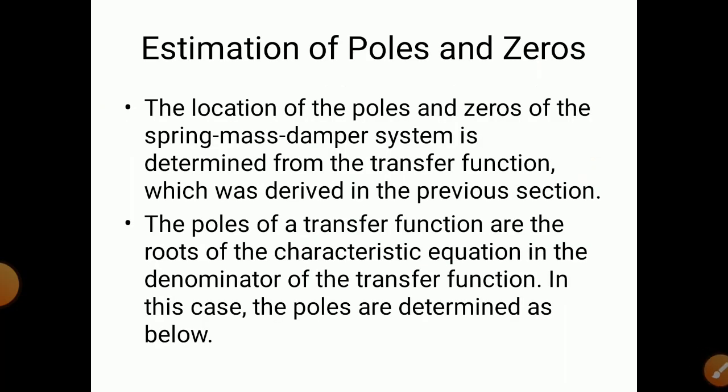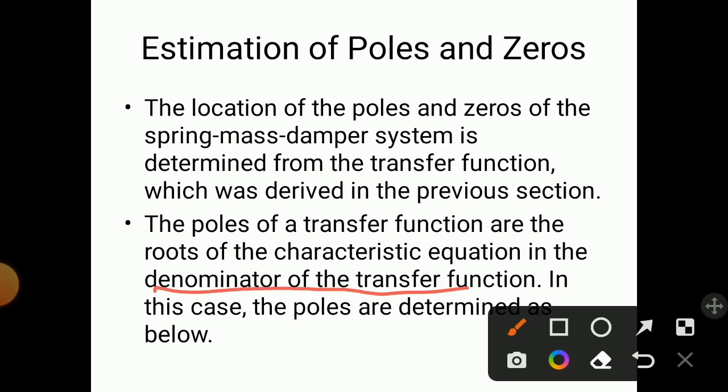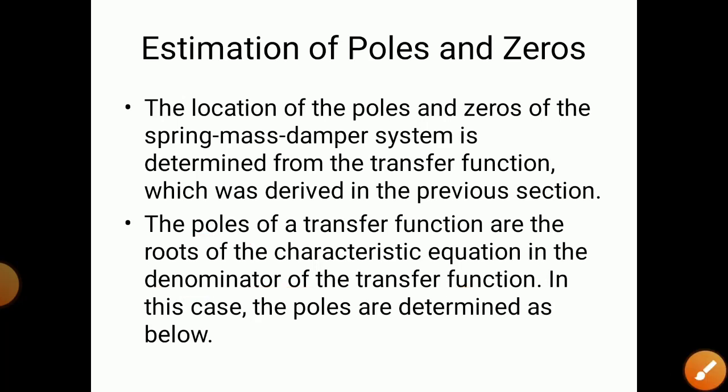Now estimation of poles and zeros. We have to estimate poles and zeros from this transfer function. The location of poles and zeros of the spring mass damper system is determined from the transfer function which was derived in the previous section. So what are poles? The poles of a transfer function are the roots of the characteristic equation in the denominator of the transfer function. Roots of the denominator equation are called poles and they are determined as below.